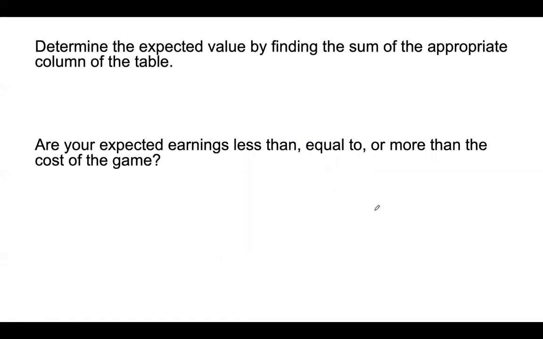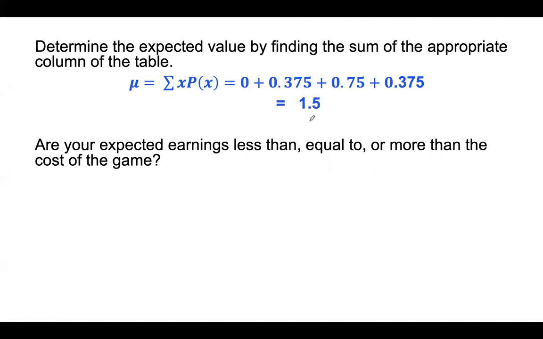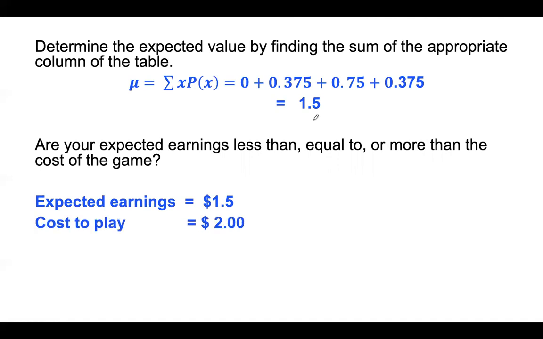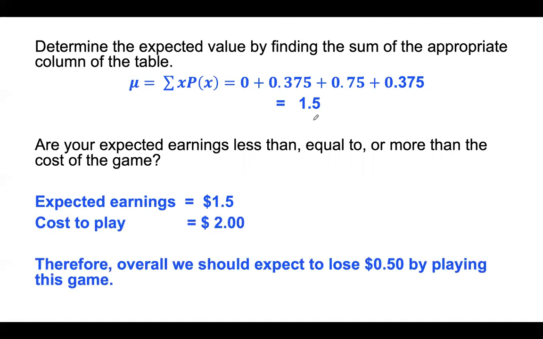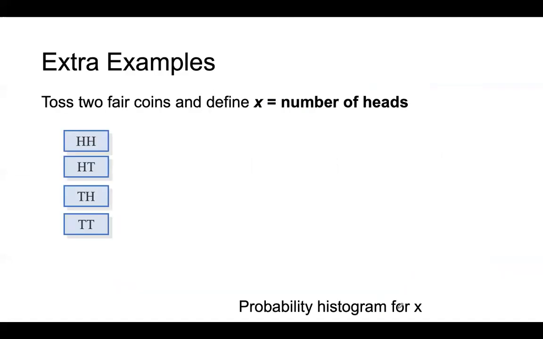And so now we're going to determine the expected value by finding the sum of the appropriate column. Once you sum up the last column, we see that it's equal to 1.5. So that is our expected value: if we play this game, we obtain $1.5. But we remember, we paid $2. So if we expect to earn $1.5 and it costs us $2 to play, you're going to lose this game. This is the idea of the casino: the house wins in the long run.